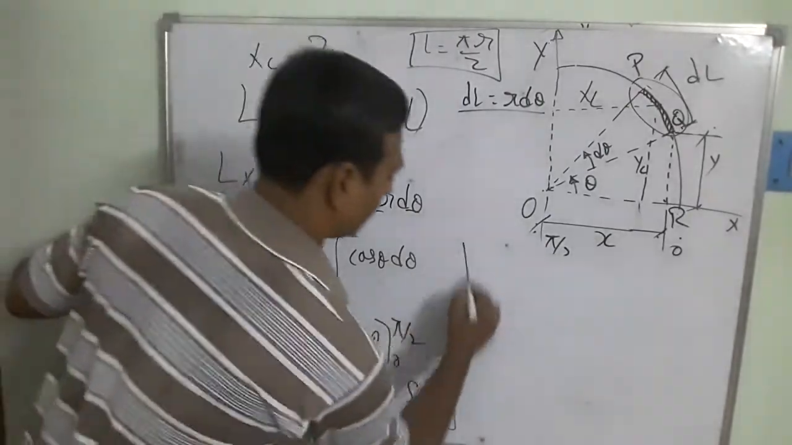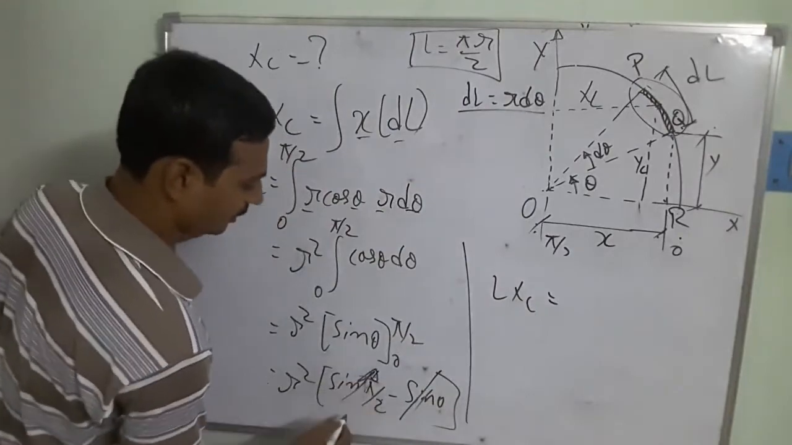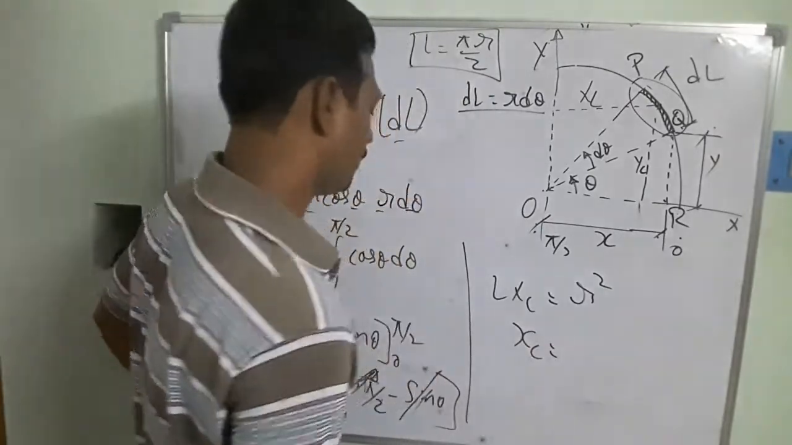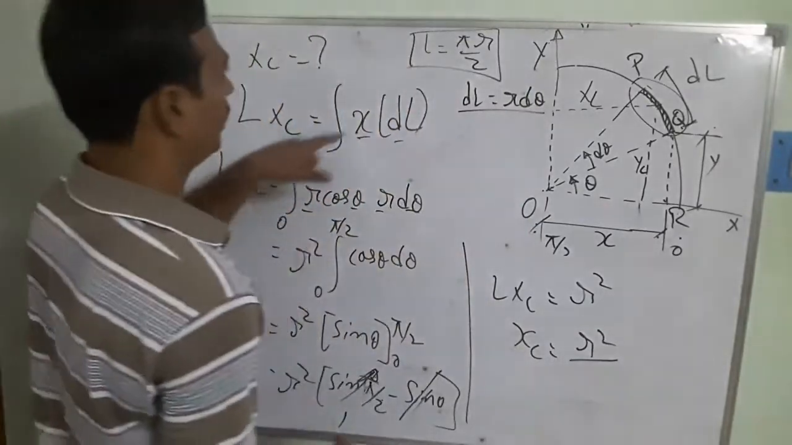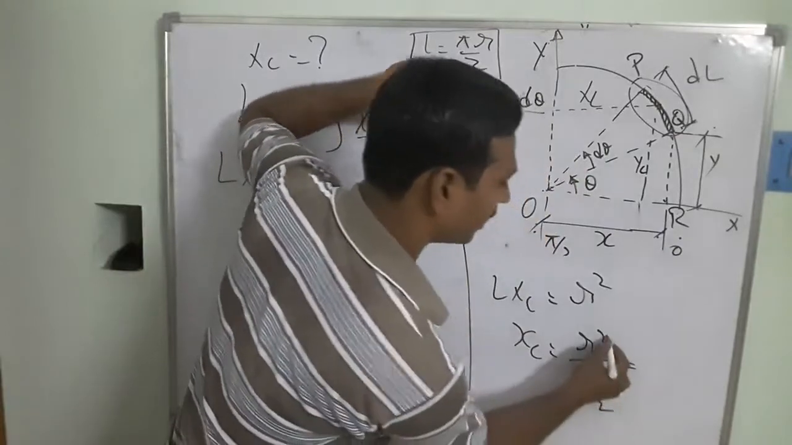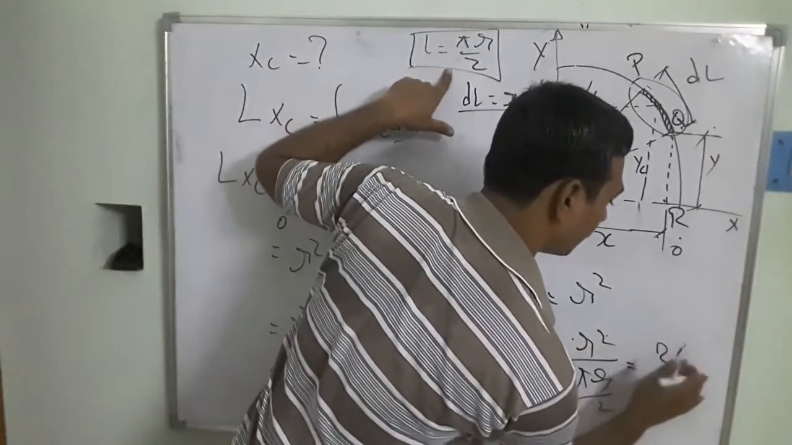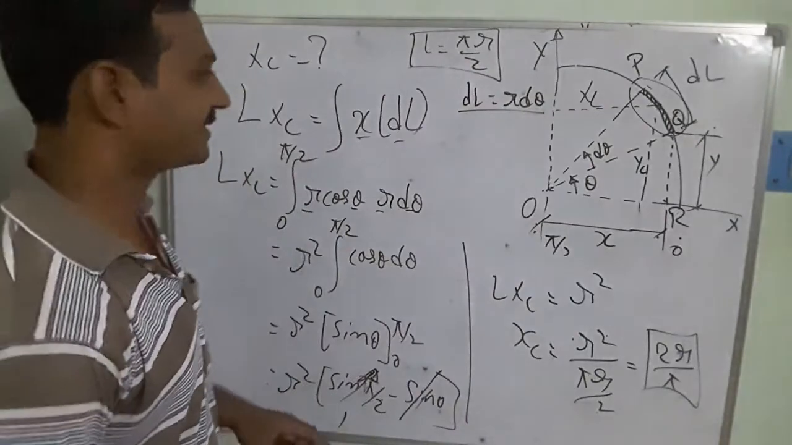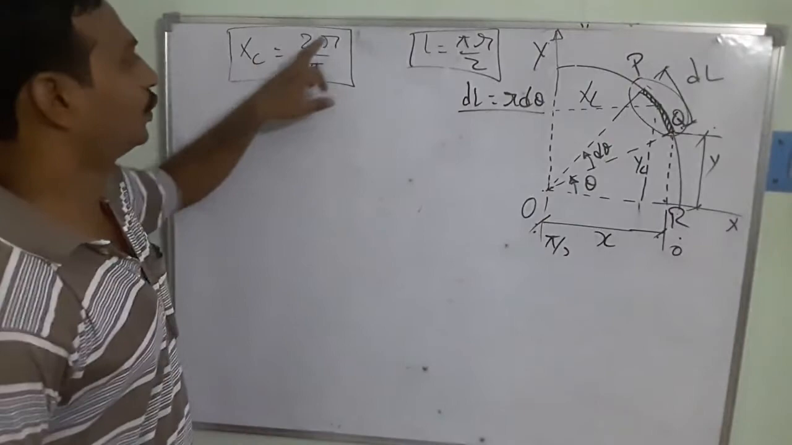So L xc is equal to, this is 0 and this is 1, so I am getting r square. Next, xc is equal to, what is the formula we have? That's r square divided by L, where L is equal to pi r by 2. In this case, r will cancel, and the denominator goes to the numerator, giving 2r by pi. So I have written xc is equal to 2r by pi.